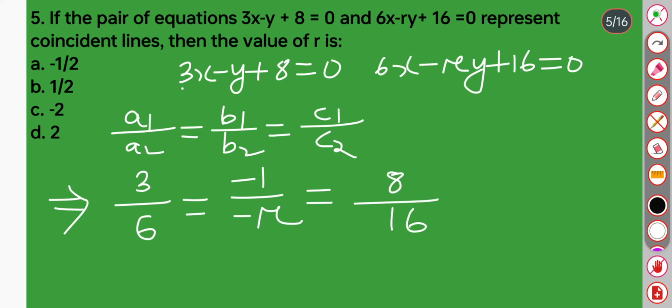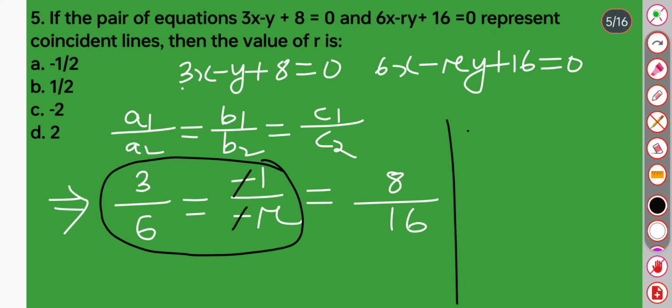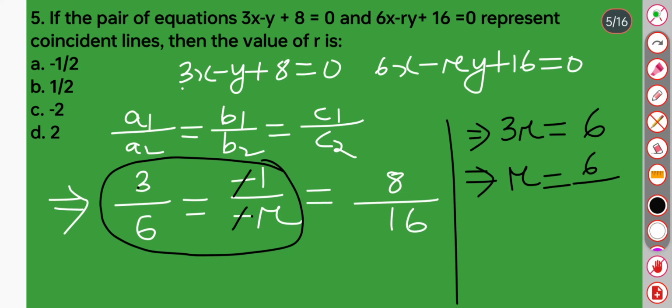Now since we need the value of r, from this comparison we will get the value of r. We can cancel minus minus, and if you cross multiply, 3 into r gives 3r, and 1 into 6 gives 6. So r is 6 divided by 3, which cancels to 2. Therefore the value of r is 2. That is option D. Option D is the correct one.